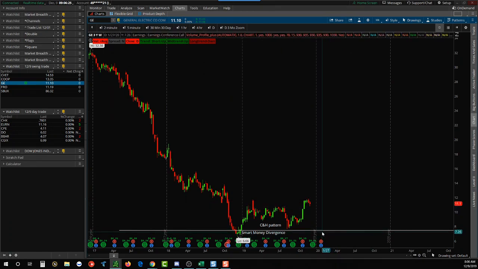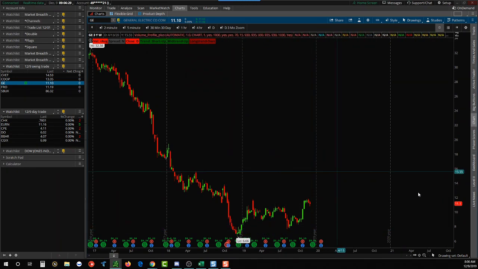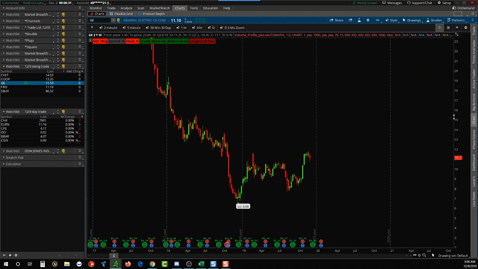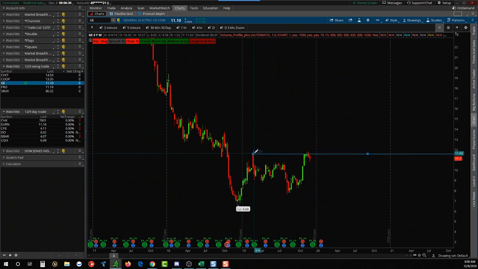And I've used it intraday. I've used it in long-term patterns. If you can teach yourself to trust your analysis with Fibonacci, you will get ahead of the game.